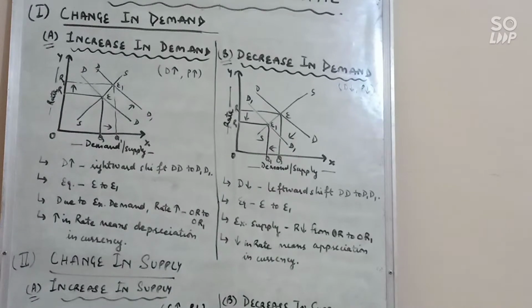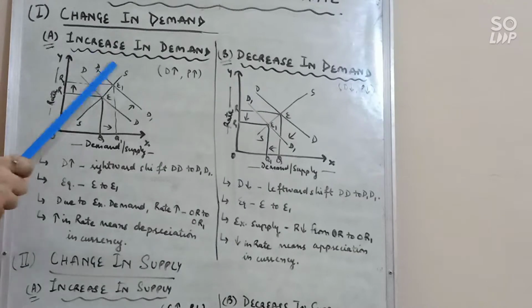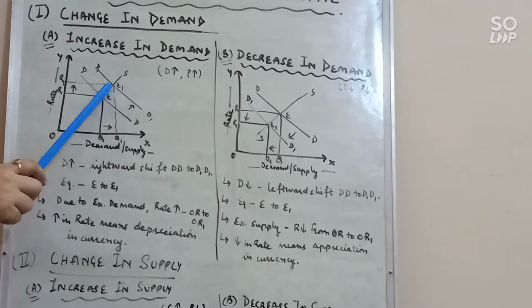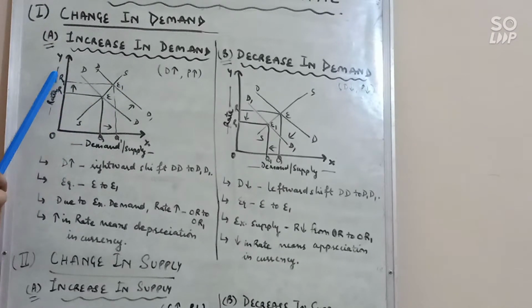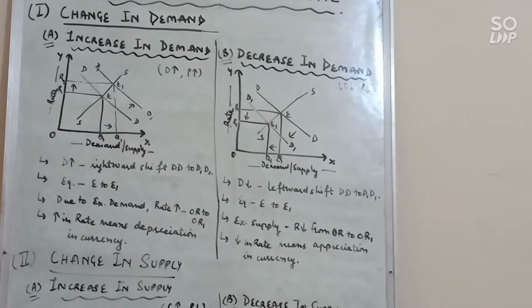Now if there is an increase in demand, the demand curve was DD. With the increase in demand, it shifts rightward to DD1. It shows there is a problem of excess demand at the original rate, so it makes a new equilibrium point. The new D1 curve intersects the supply curve at point E1. According to this, the rate will increase from OR to OR1. Clear? With the increase in rate, there is a decrease in the value of the domestic currency. It shows depreciation in the currency.